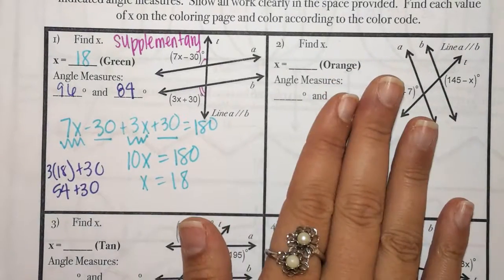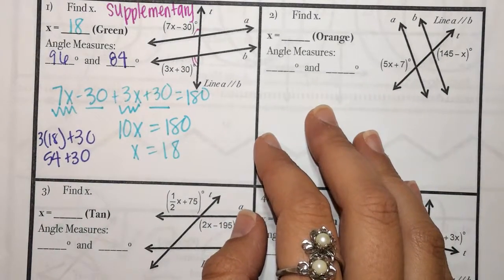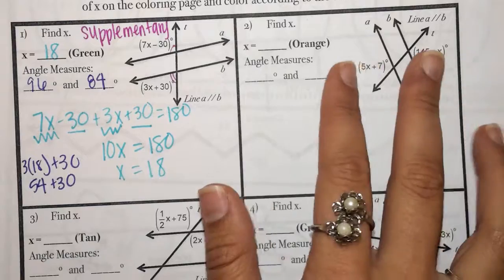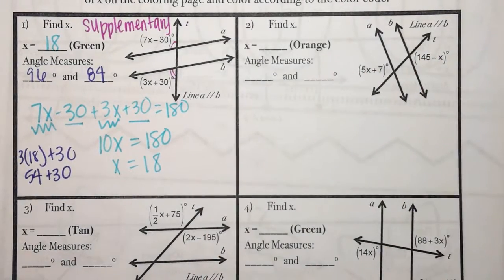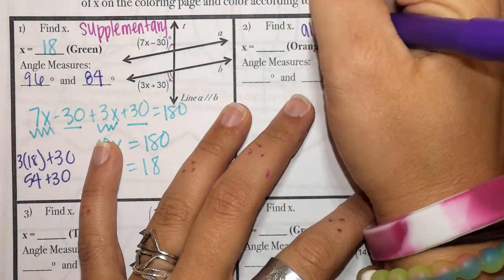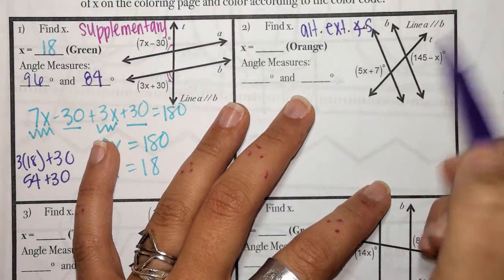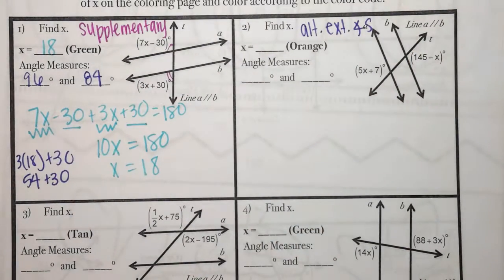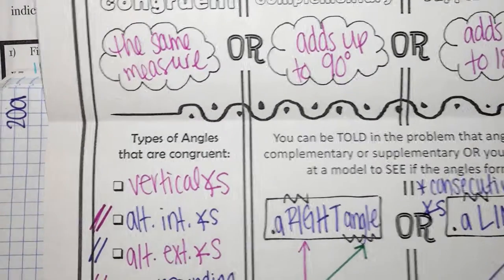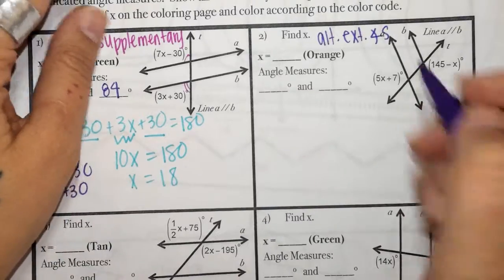All right, let's do number 2. We can color at the end. Let's do the math first. So number 2, what kind of angles are those? They're on the outside, right? Alternate exterior. The reason they're alternate exterior is because they're on opposite sides of the transversal T, and they're on the outside of the parallel lines. So what do we know about alternate exterior angles? They are congruent.